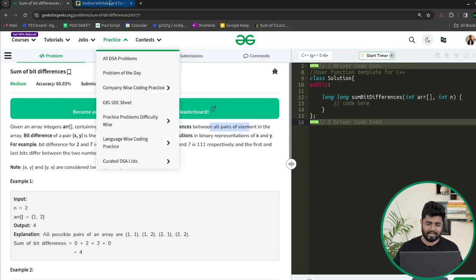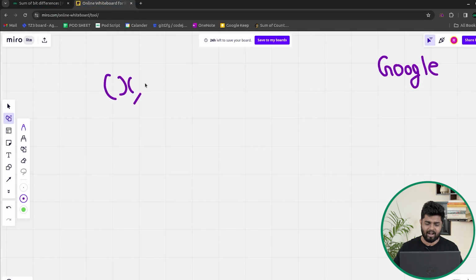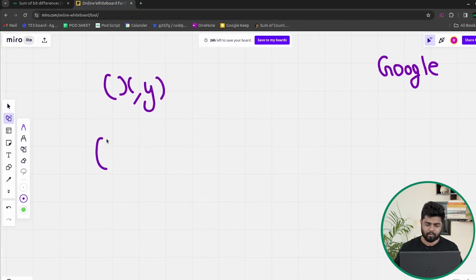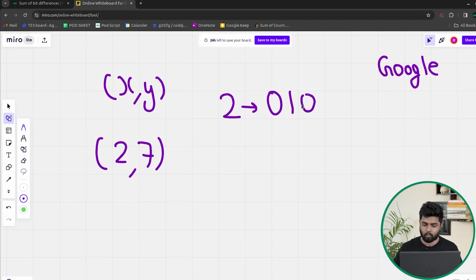So, let's say there is a pair x comma y. What is the bit difference in them? Suppose you have a pair 2 comma 7. What is the bit representation of 2? 2 is 0 1 0. What is the bit representation of 7? 7 is 1 1 1. So if you observe, at two places the difference is there, right?